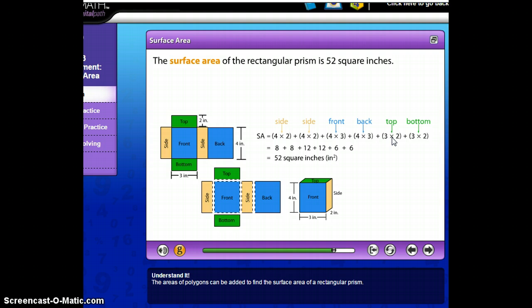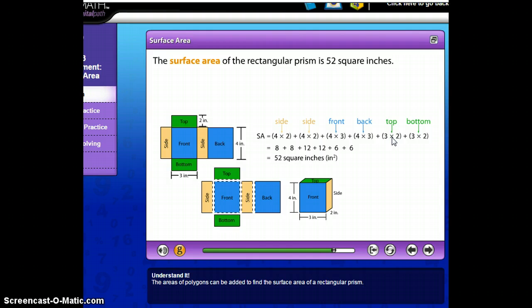If I know what the front is, I know what the back is because they're congruent. If I know what the top is, I know what the bottom is because they're congruent. If I know what one side is, I know what the other side is because they're congruent. So I could just find 4 times 2 is 8, and there's 2 of them, so 8 times 2 is 16.